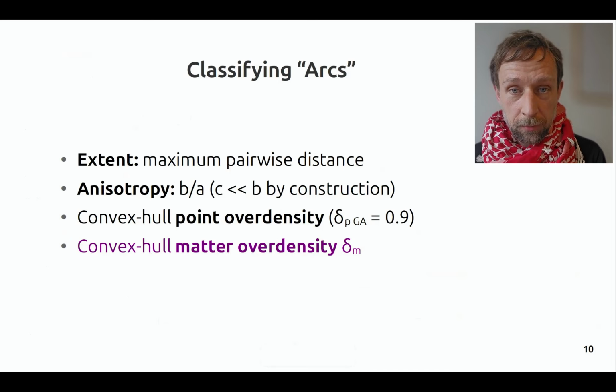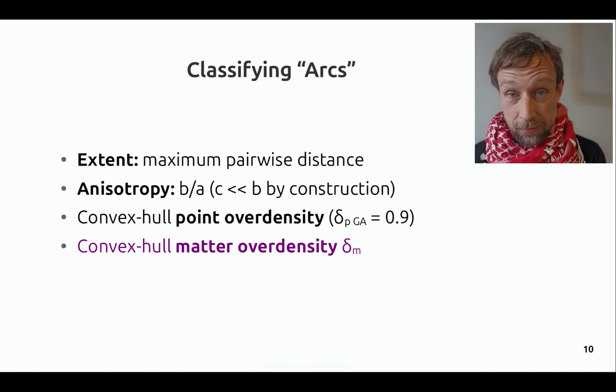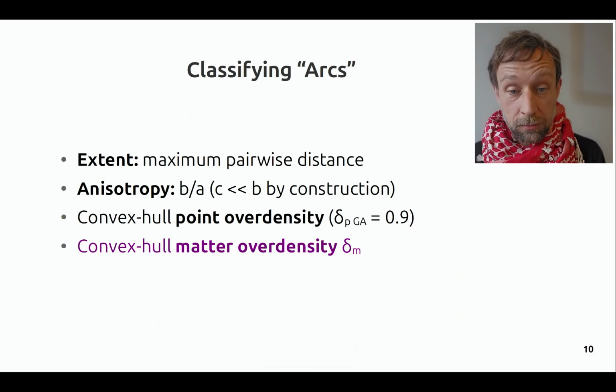And for each friends-of-friends group that we find, we basically classify it according to its length or its extent, which we define as the maximum pairwise distance between points. And then the anisotropy, so for that we use the common definition of the ratio between the square roots of the eigenvalues of the covariance matrix. The smallest of the eigenvalues, which we call C, is always small just because of the thinness of the slice, but we basically compare the ratio between the middle and the largest eigenvalue. And if that ratio is small, then the structure would be filamentary. If that ratio is large, then the structure would be more like a sheet. So we're looking for small ratios of those eigenvalues, which would be filaments that look like the giant arc.